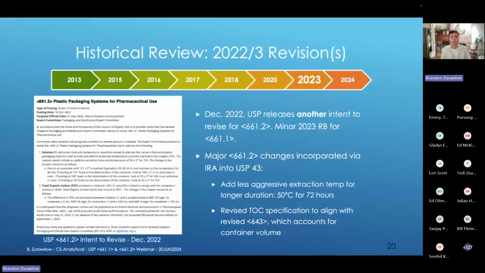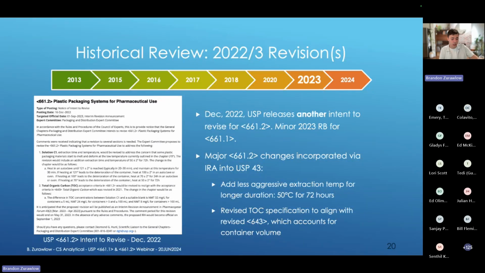What was added here, I had mentioned previously that there are numerous temperatures and times that you can evaluate package systems under 661.2. A less aggressive condition was added at this time, allowing for storage at 50C for 72 hours, in addition to the previously existing 70C, 100C, and 121C options.